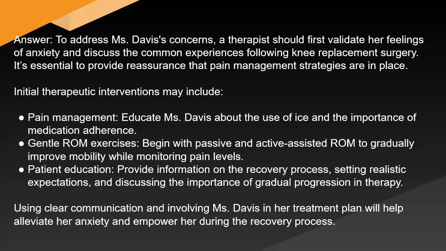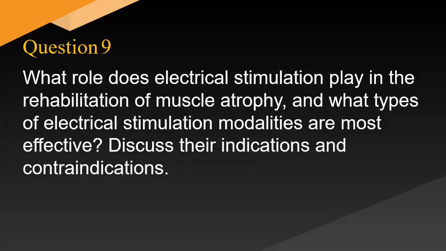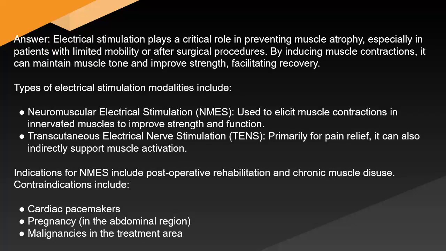the recovery process. What role does electrical stimulation play in the rehabilitation of muscle atrophy, and what types of electrical stimulation modalities are most effective? Discuss their indications and contraindications. Answer: Electrical stimulation plays a critical role in preventing muscle atrophy, especially in patients with limited mobility or after surgical procedures. By inducing muscle contractions, it can maintain muscle tone and improve strength, facilitating recovery.